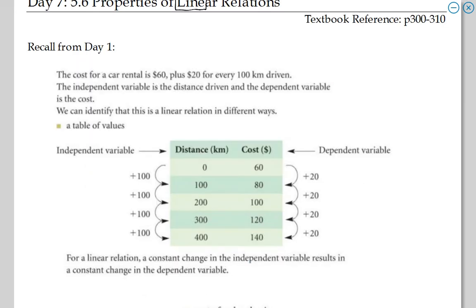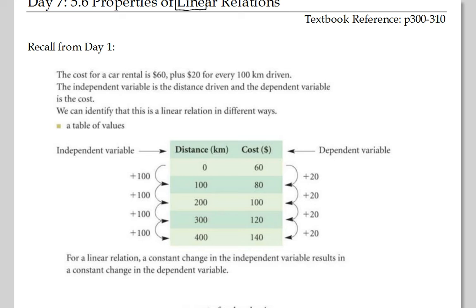So recall from the day 1 notes, when we were talking about getting a car rental, it costs $20 for every 100 kilometers that you drive. So this, I believe, would be a discrete relationship because you only have values for every 100 kilometers. So I don't think you'd connect this one. But being connected doesn't answer the question if it's linear or not.